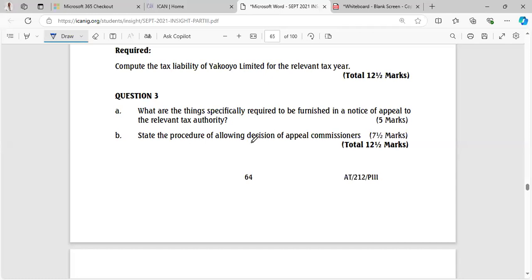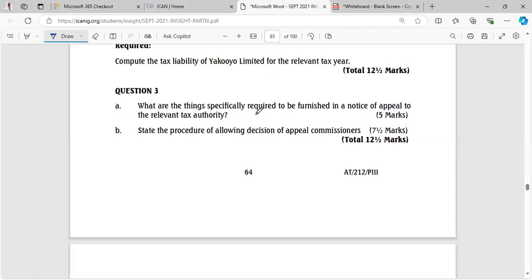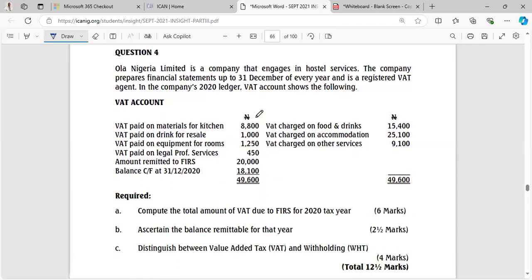State the procedure of allowing decision of appeal commissioners. I won't want to concentrate on this. These are things you can check at the solution portion of this past question. Let's get to calculation.